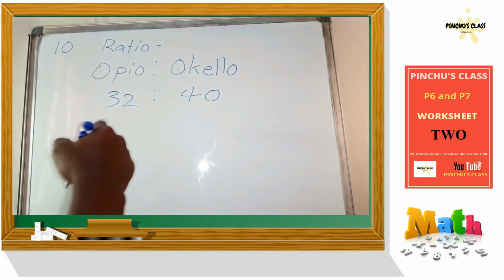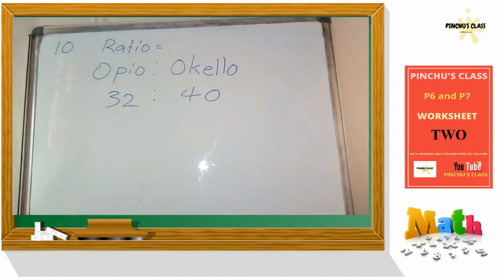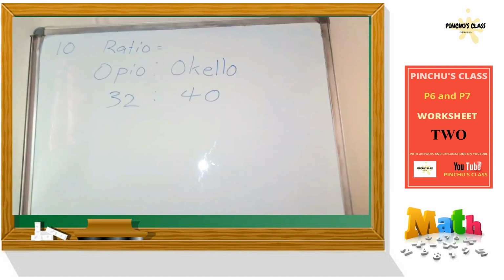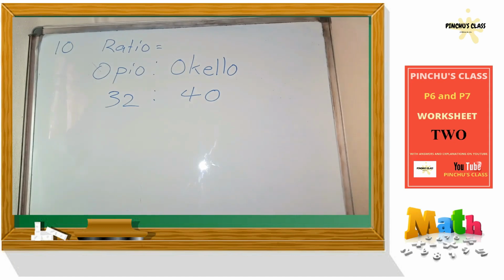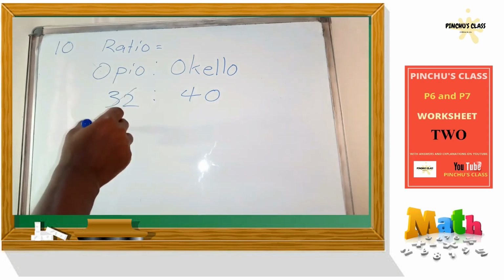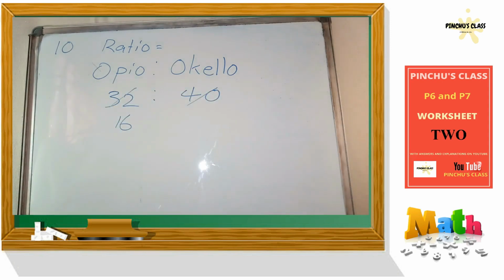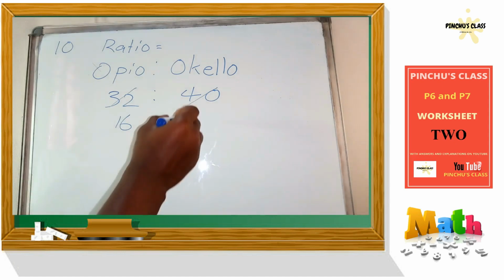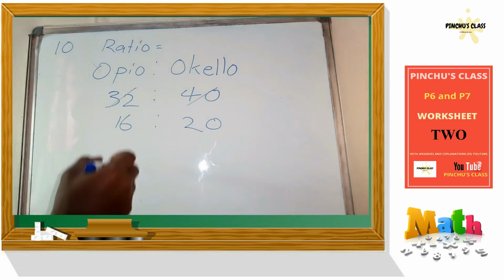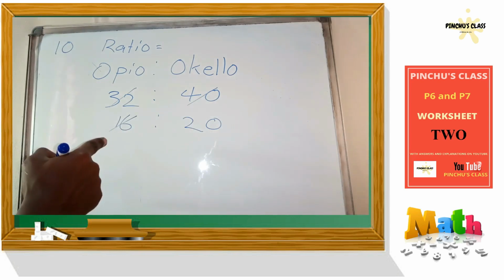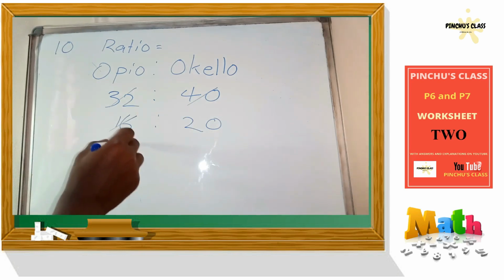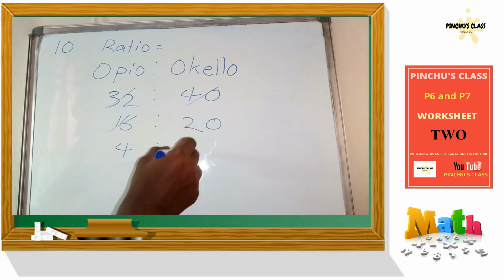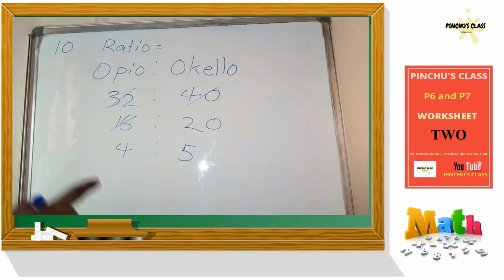So we can reduce these ones until we get the smallest values. So when we reduce 32 by what? If I reduce this by this, it will be 16. By this, it will be 20. So I've used 2. Then by 4, this will be 4, and by 4 this will be 5. So that's it. Remember, ratio does not have units. Yes. So that is it.